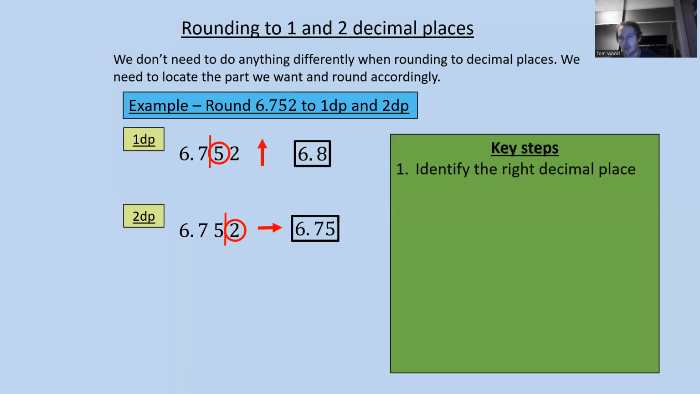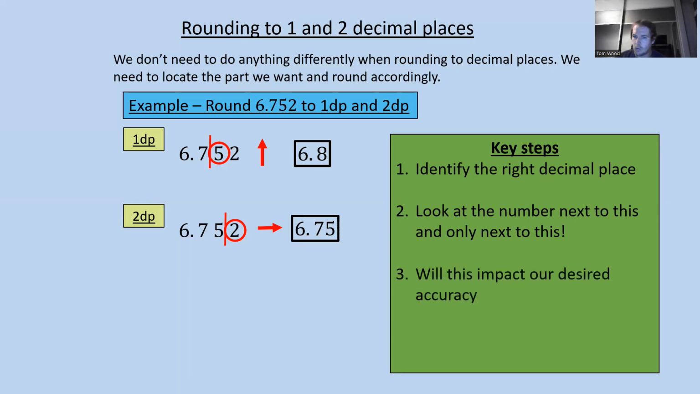Okay, so the main steps then: identify the right decimal place. We're going to then look at the one number next door to it. How will this impact it? Is it going to make it stay the same, or is it going to increase by 1? Those are the only two options that we're going to get. And finally, it's only ever going to be changed by 1 or not at all, just as a little extra point there.